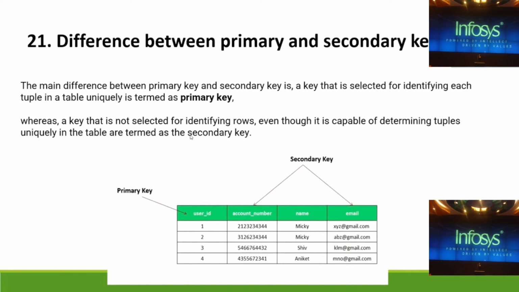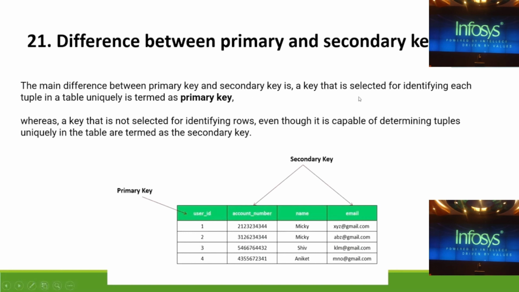So what is the difference between the primary key and secondary key? This is a mainly repeated question in Capgemini. In previous years, this question was asked many times: what is the primary key and secondary key. In the SQL concept, you can see user ID is the primary key, and the user account number, name, and email ID are the secondary keys. You can see this explanation table and the main difference between the primary key and secondary key.